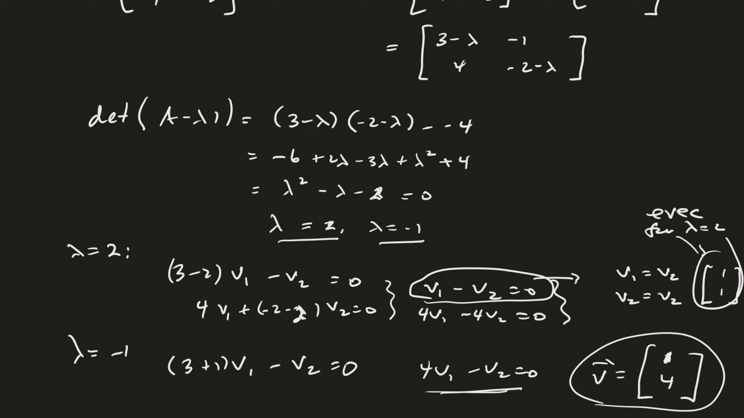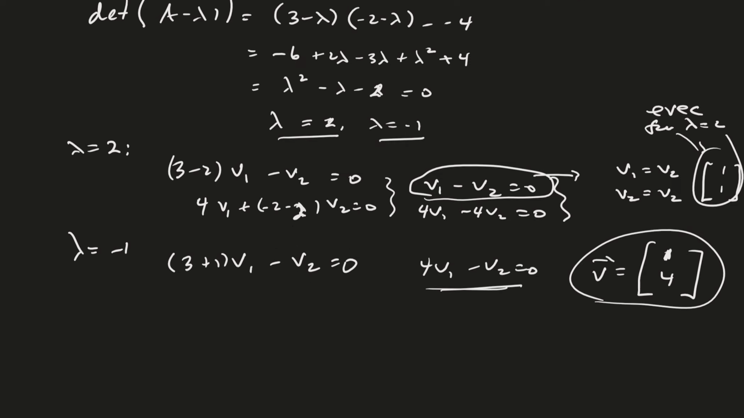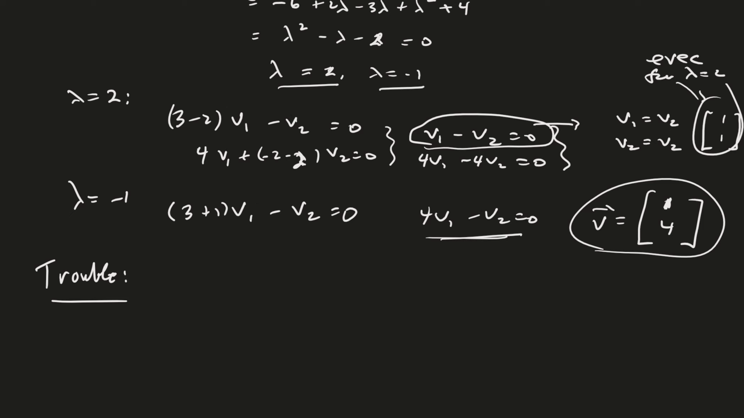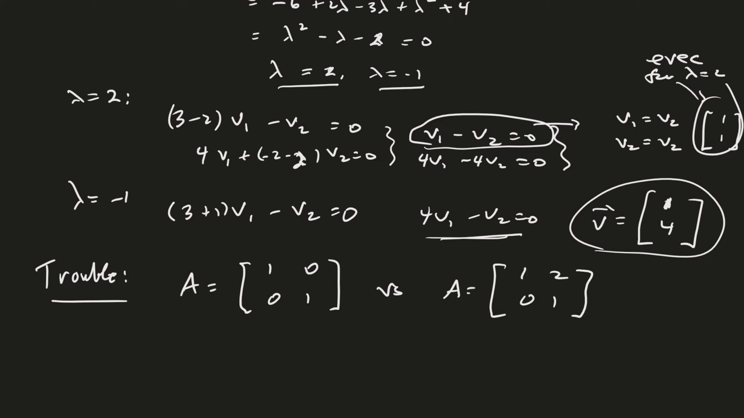Good. We have our eigenvectors and our eigenvalues. You might try one with R3. We're not going to get too far into that. I should say, when do we run into trouble? Well, one case where we run into trouble is where we have multiplicity. So what I mean by that is, consider the matrix A, which is 1, 0, 0, 1, versus the matrix A, which would be 1, 2, 0, 1. Okay, in both cases, lambda equals 1 and 1.